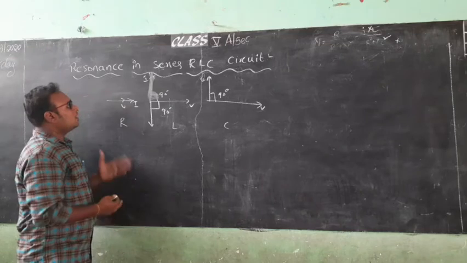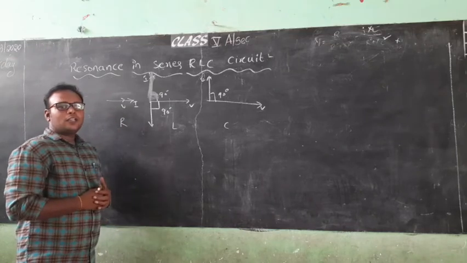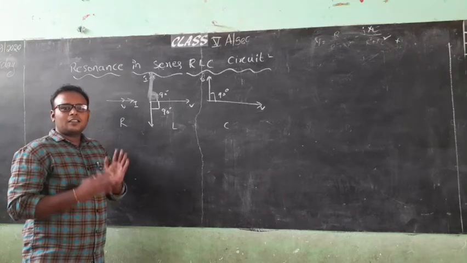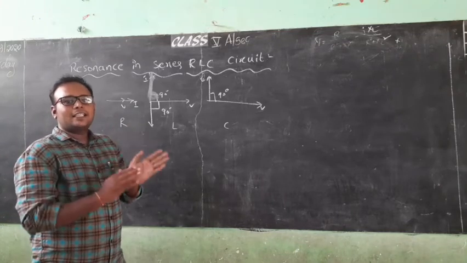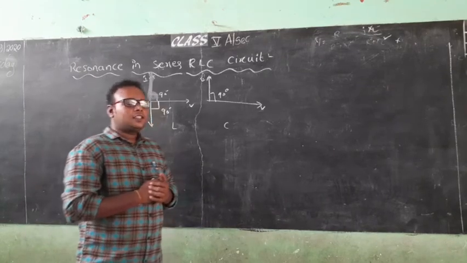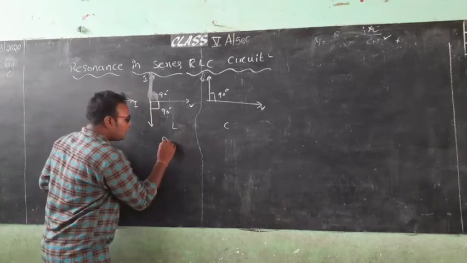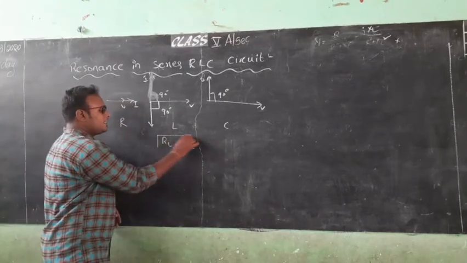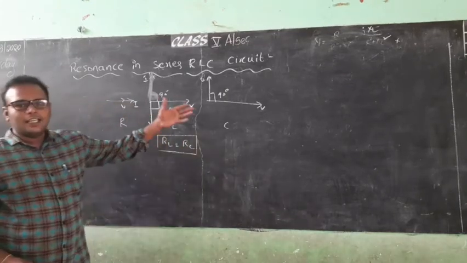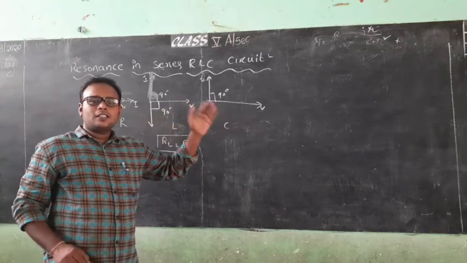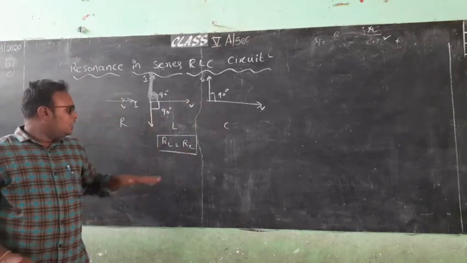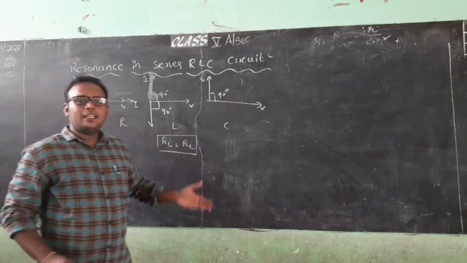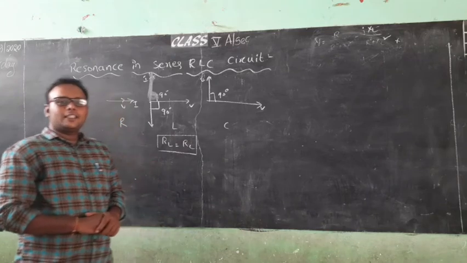When the RLC circuit behaves like a resistive circuit, at the time the resonance occurs, the circuit acts as a resistance circuit. At that time, what happens? XL is equal to XC. At this condition, the circuit acts as a resistive circuit.